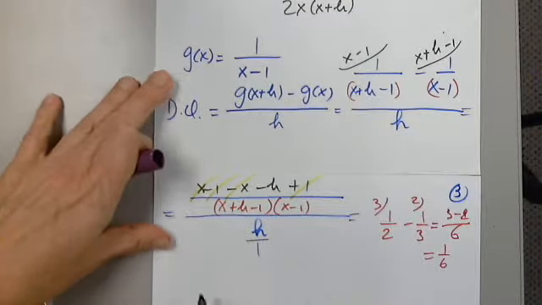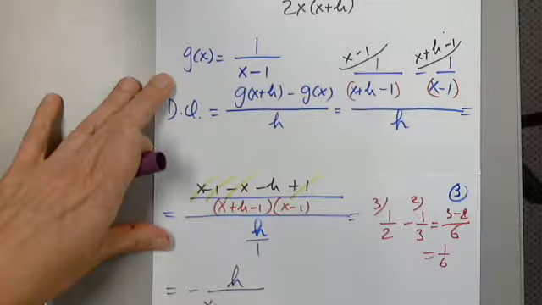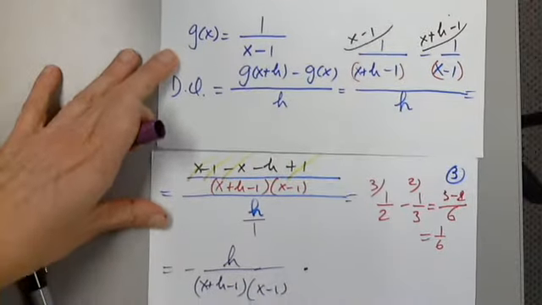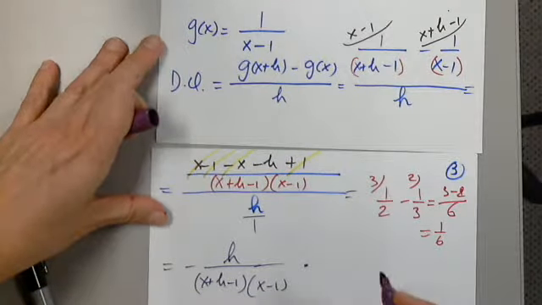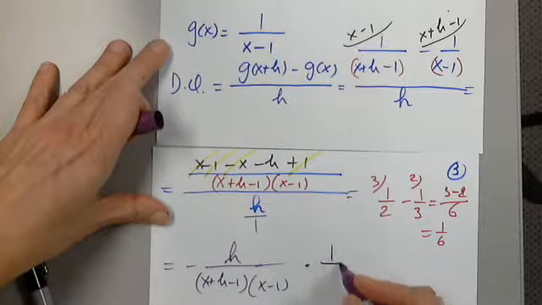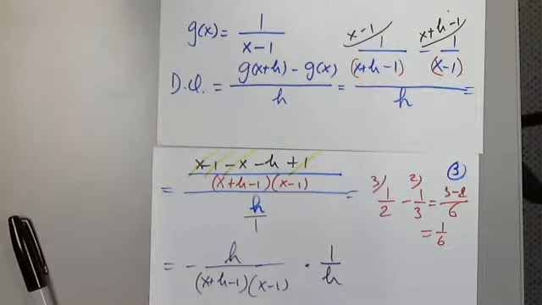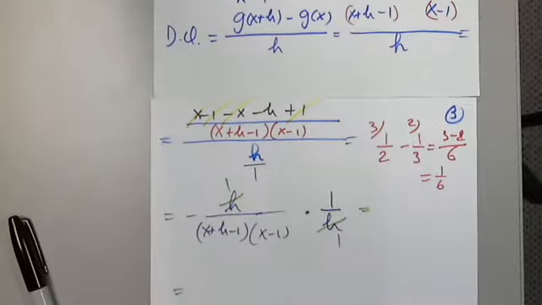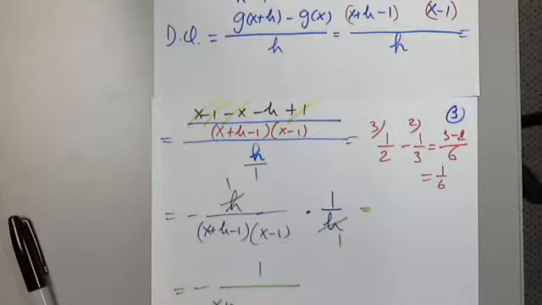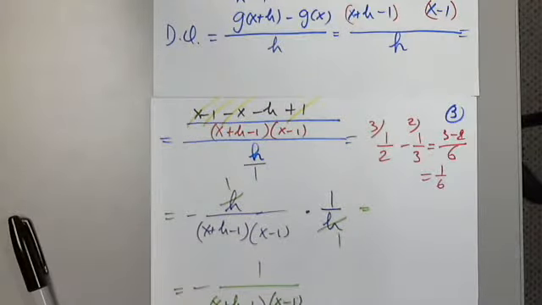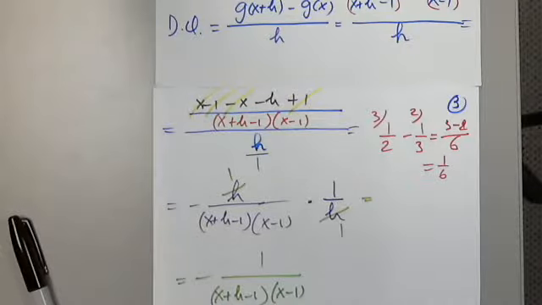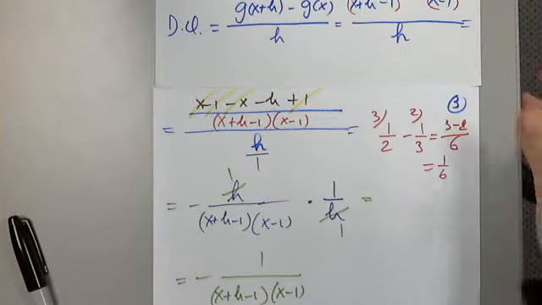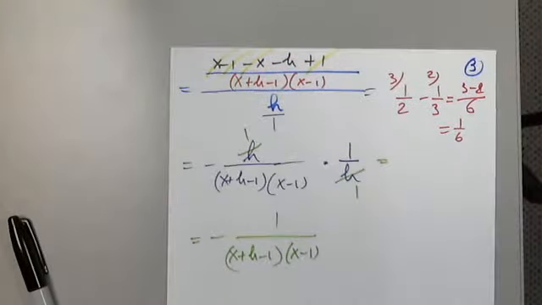Good. So then the top is negative h over x plus h minus 1 times x minus 1 multiplied by? Yes? Awesome. Great job. So now I have h goes away, and the simplified form is negative 1 over x plus h minus 1 times x minus 1. So please practice this, and please come back on Tuesday and say, I worked on these and I got them, or I didn't.